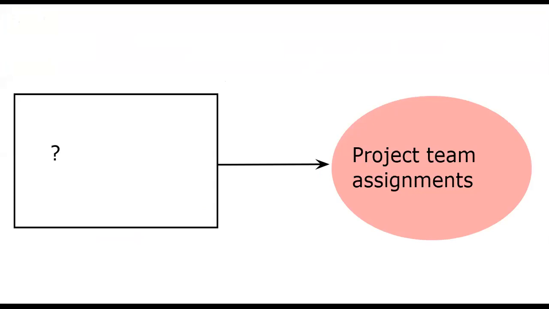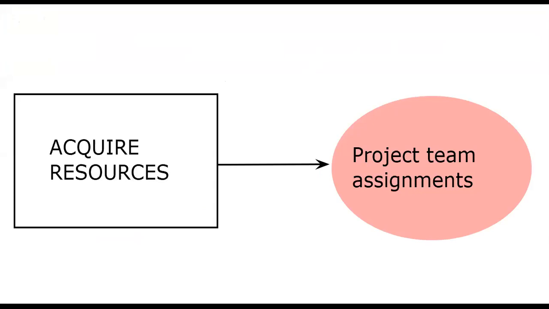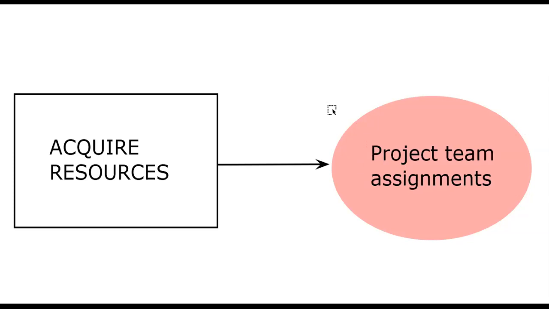The answer to this one is acquire resources again, because as you acquire resources, human resources, people working on your project, you assign those folks on the project. We call that project team assignments. You also need to remember the physical resource assignments we just talked about. That is also an output of acquire resources. All right, my friends.